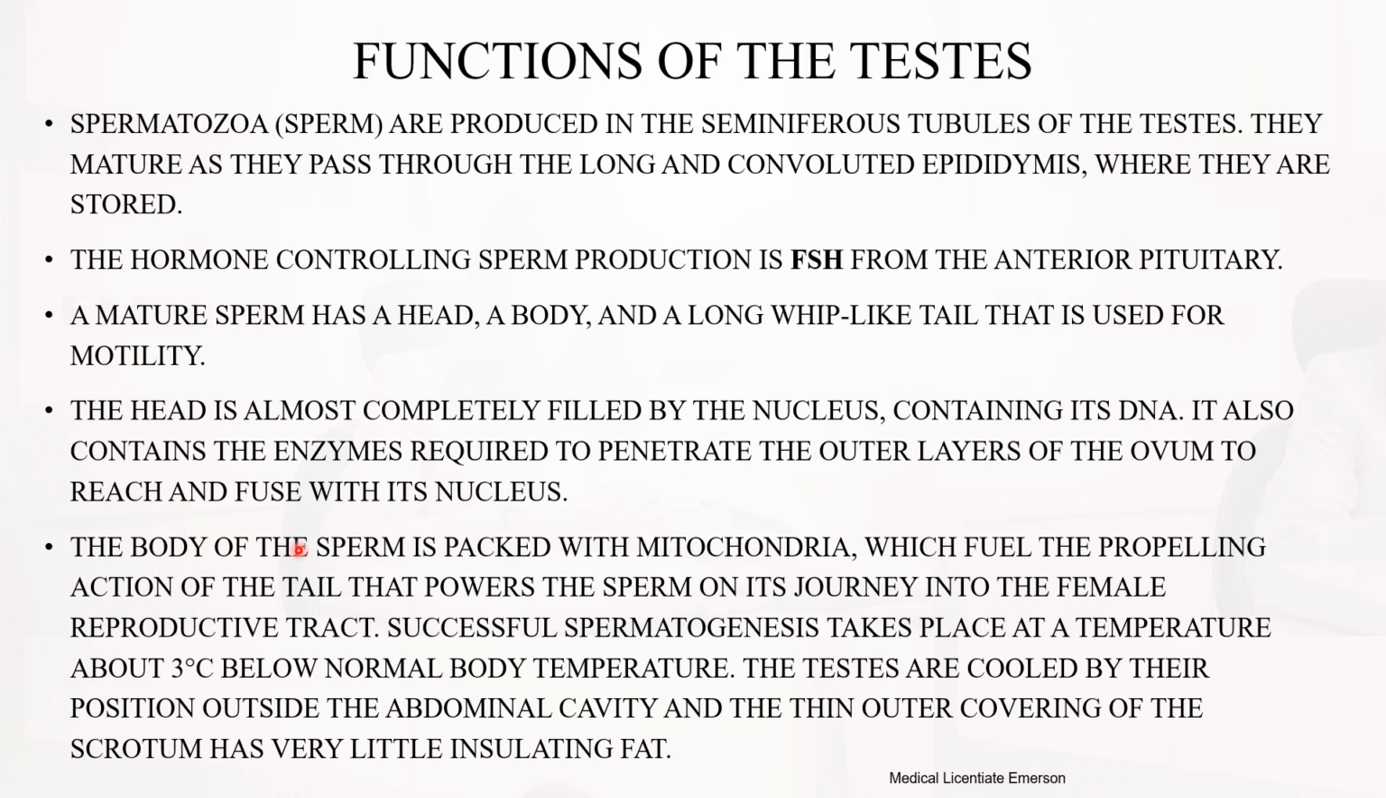So the body of the sperm is packed with mitochondria, which fuel the propelling action of the tail that powers the sperm on its journey into the female reproductive tract. Then successful spermatogenesis takes place at a temperature about 3 degrees below normal body temperature. So the testes are cooled by their position outside the abdominal cavity, and the thin outer covering of the scrotum has very little insulating fat.